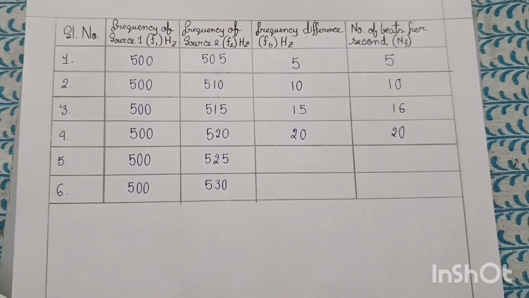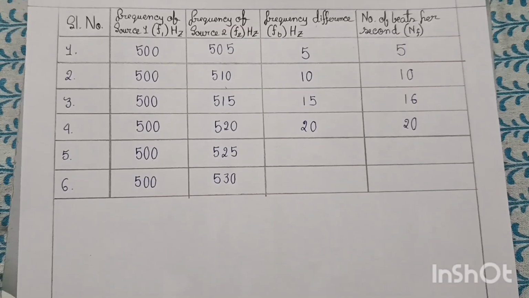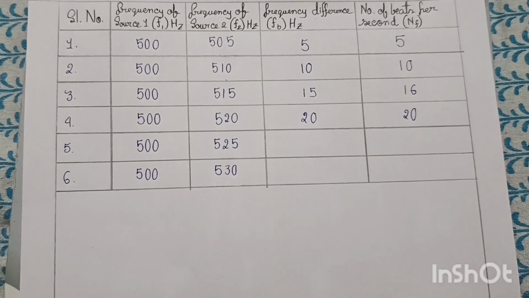For the fourth case, the frequency of source 1 is 500 Hz, the frequency of source 2 is 520 Hz, the frequency difference is 20, and the number of beats we get from the experiment is also 20.